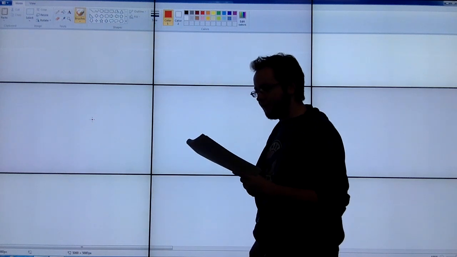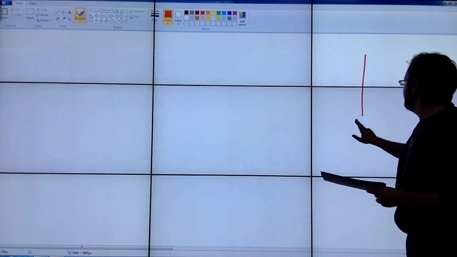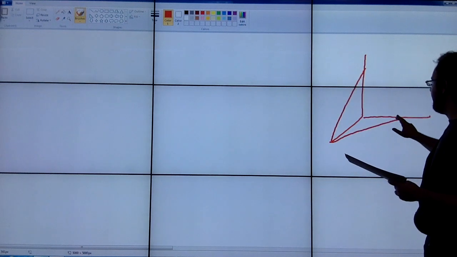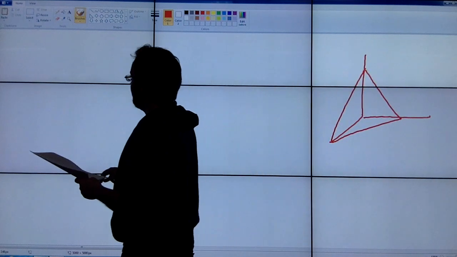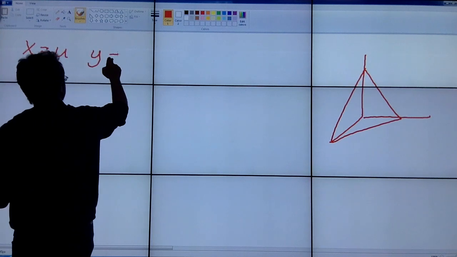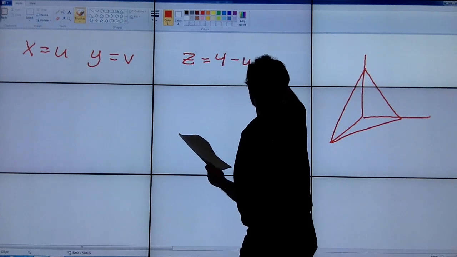Okay, problem 8. Compute the integral of 4xy dS, where S is the part of the plane x plus y plus z equals 4 in the first octant. So we're going to go and draw that. The axes, all the coefficients are positive, they're also 1. So it looks like this. We're going to parameterize that surface doing our usual x equals u, y equals v, and z equals 4 minus u minus v. Cool?